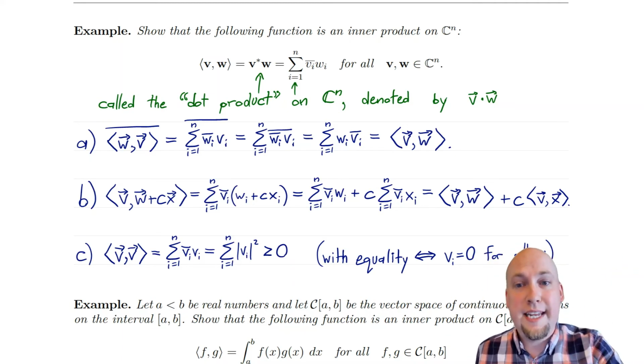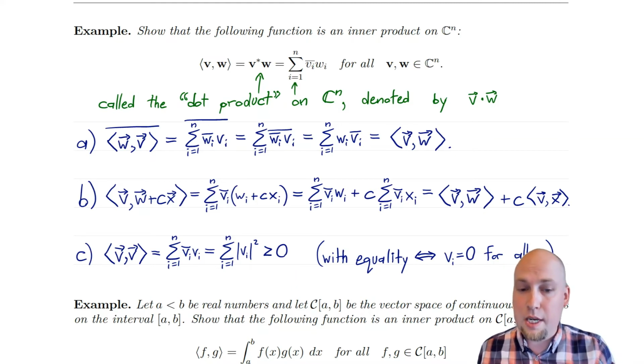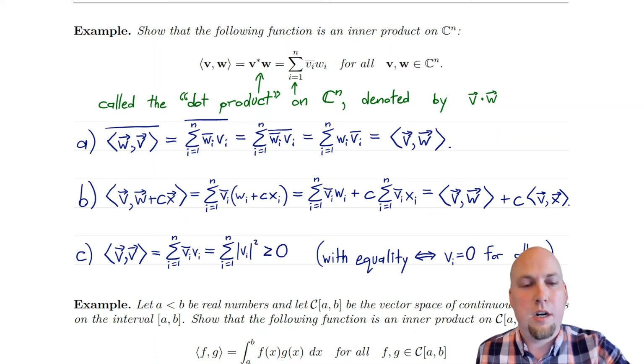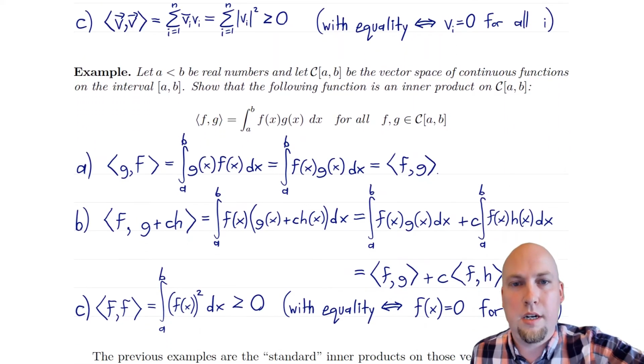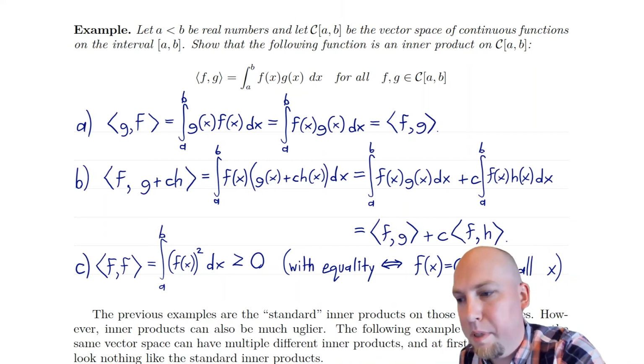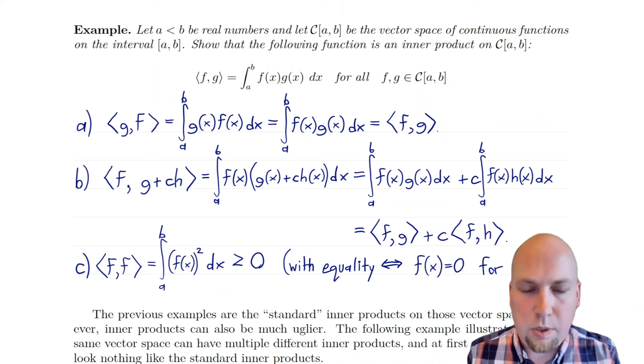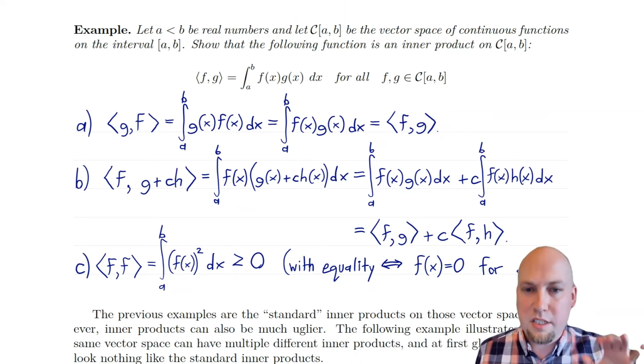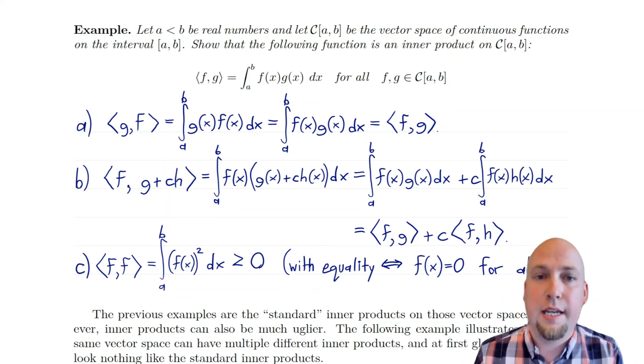That shows that, yes, this function up here, this complex dot product, really is an inner product. And we call it the standard inner product on Cn, just like we think of the dot product on Rn as the standard inner product on Rn. Okay, but there are lots of other inner products as well, though we'll see more of them as we go, but it's good to be really familiar with these standard examples.